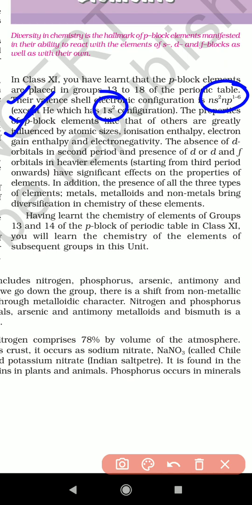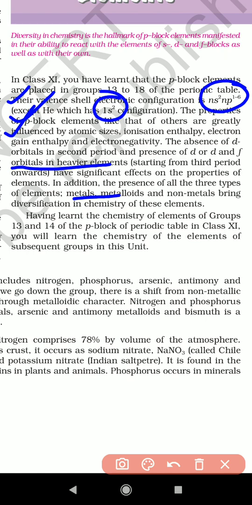The absence of d orbitals in the second period, and the presence of d or d and f orbitals in heavier elements starting from the third period onwards, have significant effects on the properties of elements. In addition, the presence of all three types of elements, like metals, metalloids and non-metals, brings diversification in the chemistry of these elements.